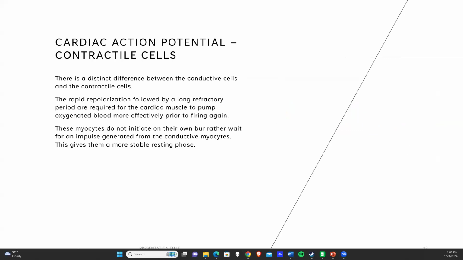Now there is a distinct difference between the conductive side and the contractile side. In the contractile cycle, there's a long refractory period that the heart needs for oxygenated blood to be more effectively pumped throughout the body. The contractile myocytes also need a little push from the conductive myocytes to fire and begin again. This is seen at the AV node whenever it does its cycle, throughout the bundle of His, right and left bundle branches, and then the Purkinje fibers.